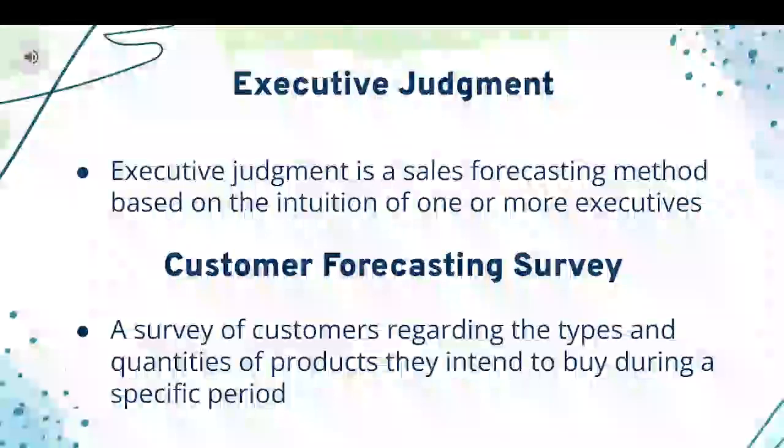Executive judgment and customer forecasting survey. Executive judgment is a sales forecasting method based on the intuition of one or more executives, while a customer forecasting survey is a survey of customers regarding the type and quantities of products they intend to buy during a specific period.